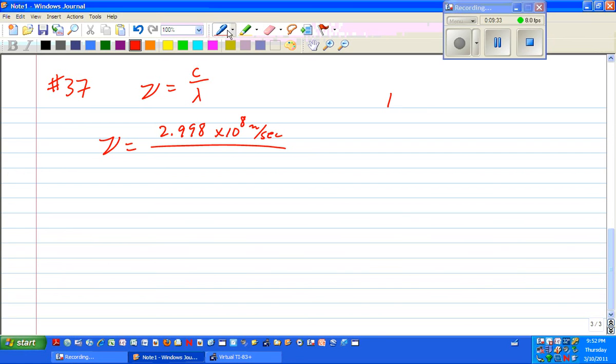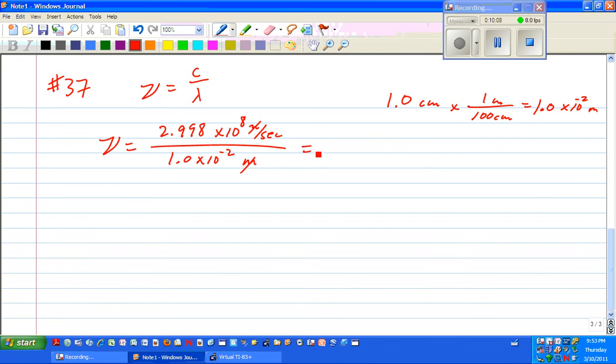Let's make that the right number of sig figs: 1.0 centimeters times 1 meter per 100 centimeters. So we're looking at 0.01, or with sig figs it's going to be 1.0 times 10 to the minus 2 meters.